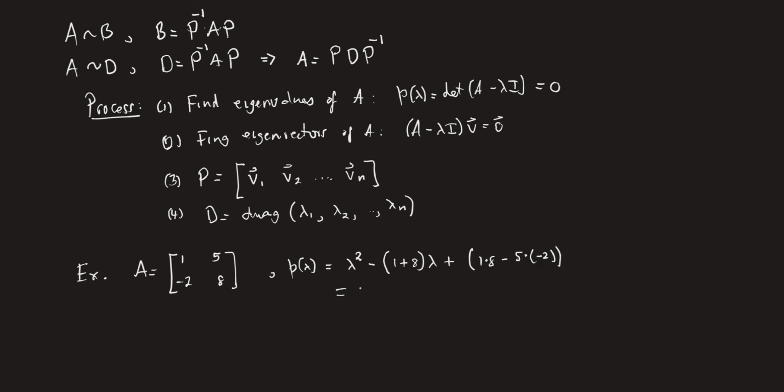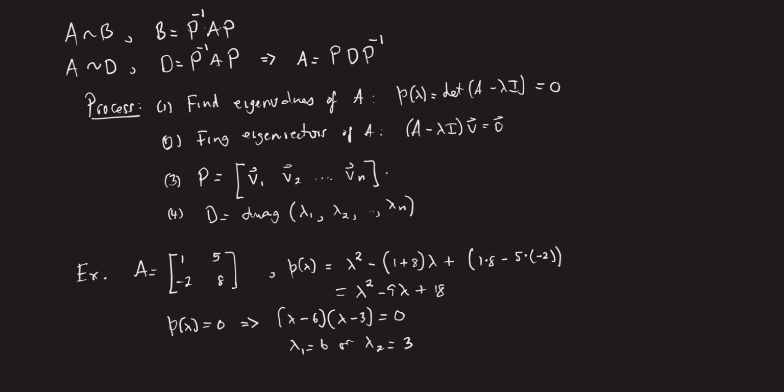And then this simplifies to lambda squared minus 9 lambda plus 18. And there we go. So now let's say we set our polynomial equal to 0. What do we end up getting? It looks like we can factor that. So that's going to be lambda minus 6, and then the quantity lambda minus 3, that's equal to 0. So we have our 2 real distinct eigenvalues. So lambda is either 6 or lambda is equal to 3.